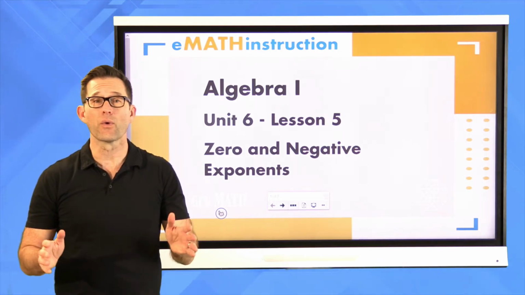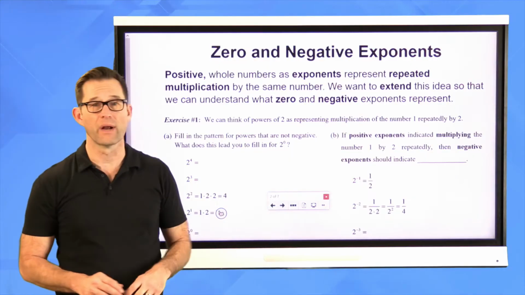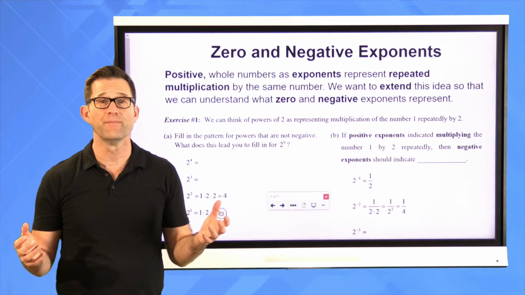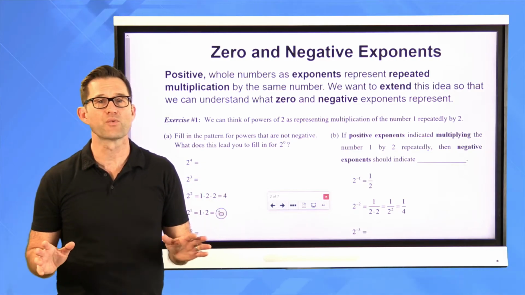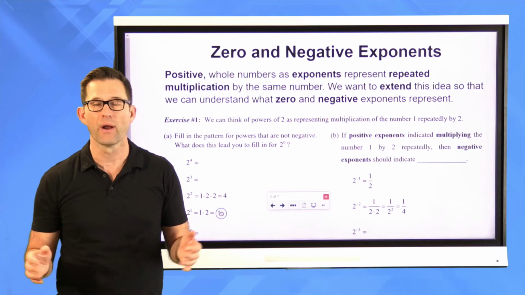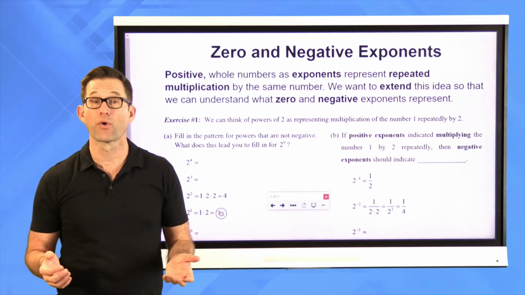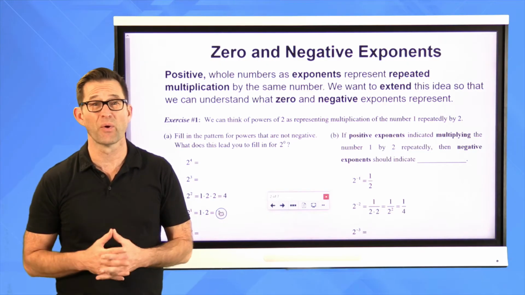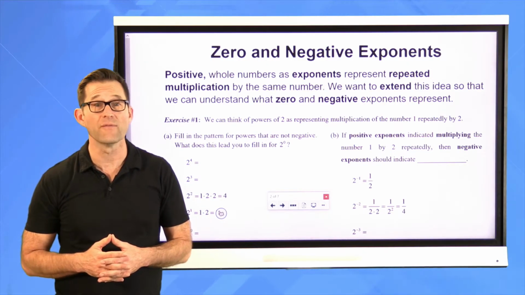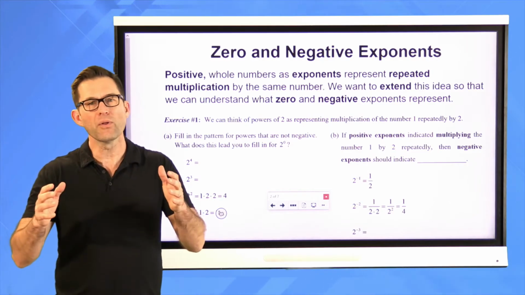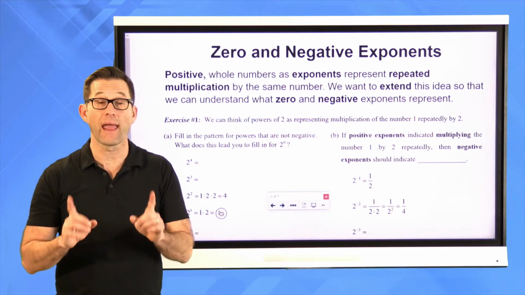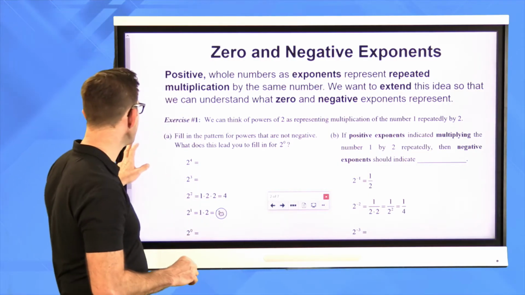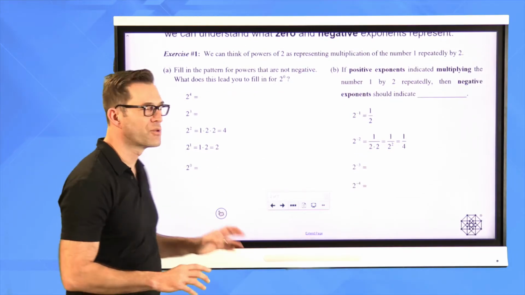Alright, so let's get right into them because these things are a bit strange and they take a bit to get used to, and this probably isn't even the first time you've seen them, right? So positive whole number exponents represent repeated multiplication by the same number. We've been playing around with those for a long time. In theory, you've actually seen positive whole number exponents since about fourth grade, right? But we want to be able to extend this idea so we can understand and use both zero and negative exponents. So let's jump into Exercise 1 to really try to understand.